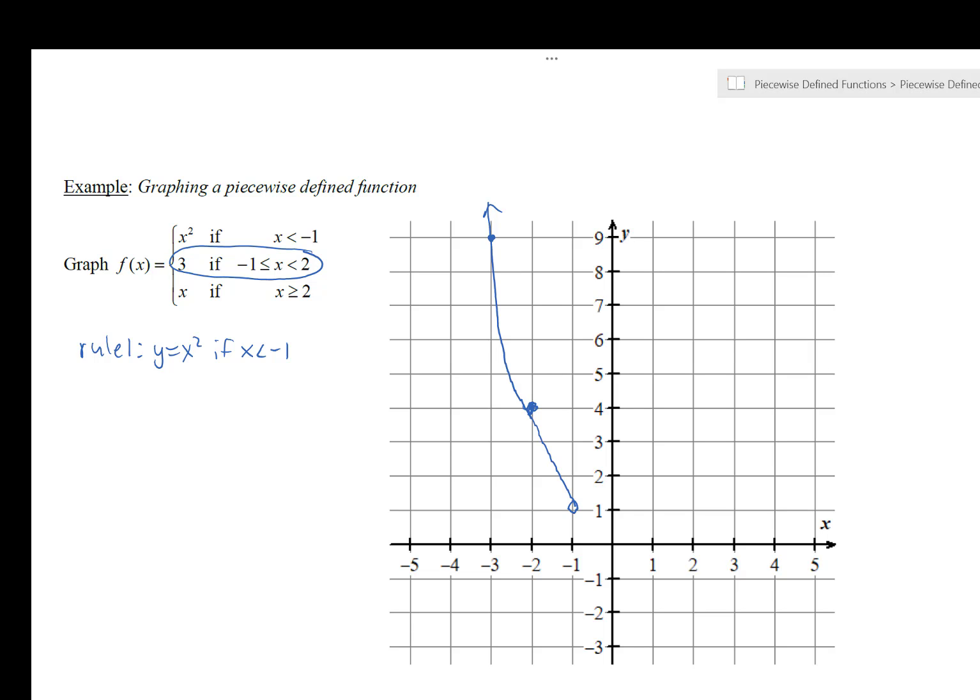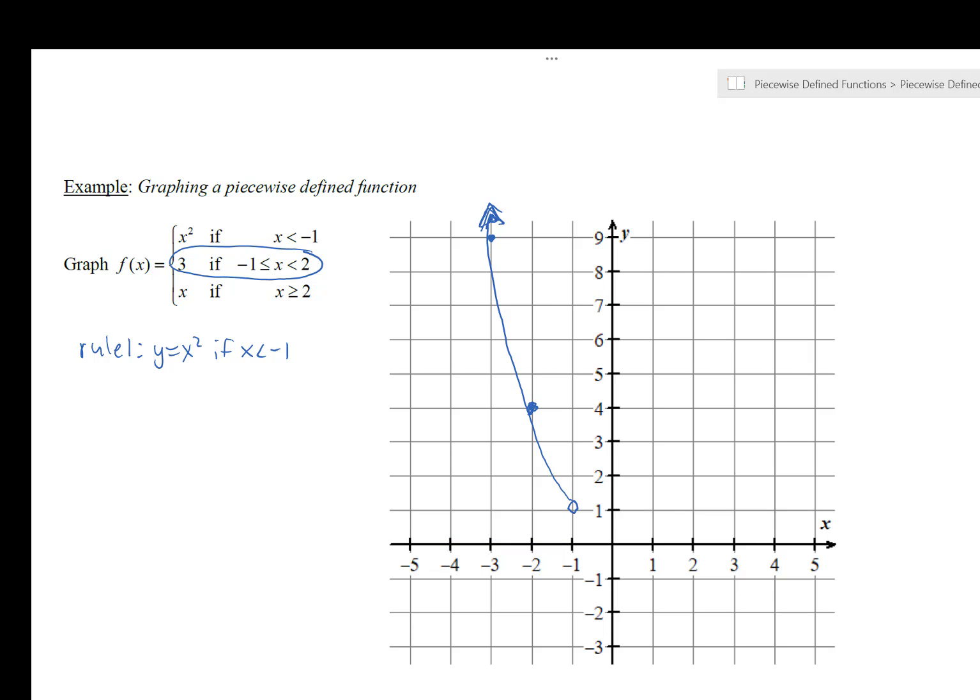It's kind of a nasty looking picture I just drew. Let me redraw that a little bit. That's a little better. Big old arrow up there. All right, that's the first rule. That is the rule x squared for x less than negative 1. To the left of negative 1, it is behaving like x squared.